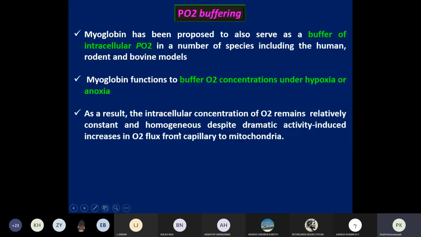And the next important function is oxygen buffering. As I already said, during extensive diving, if the oxygen that is diffused into the muscle is not sufficient to meet the aerobic respiration or the basal metabolic rate, the oxygen stored in the myoglobin in the muscle, in the form of oxymyoglobin, is utilized. As a result, the oxygen concentration is maintained in the cell. That means it maintains the intracellular oxygen concentration in the muscle.